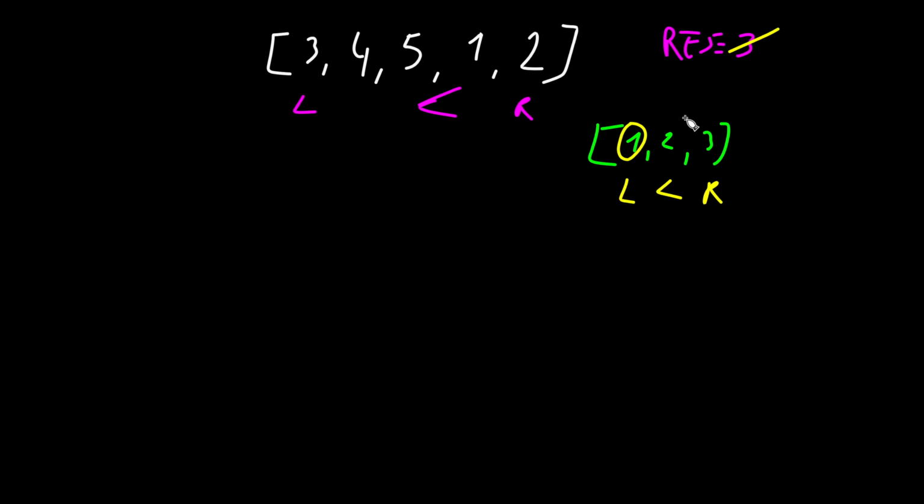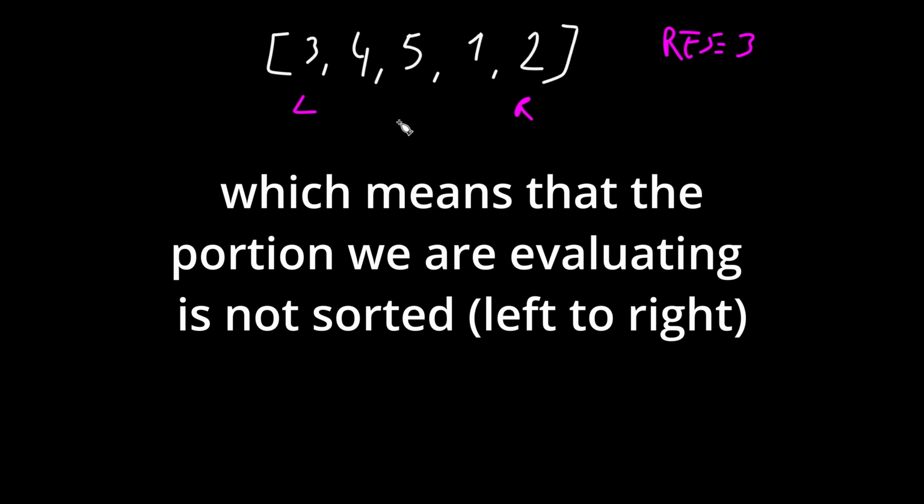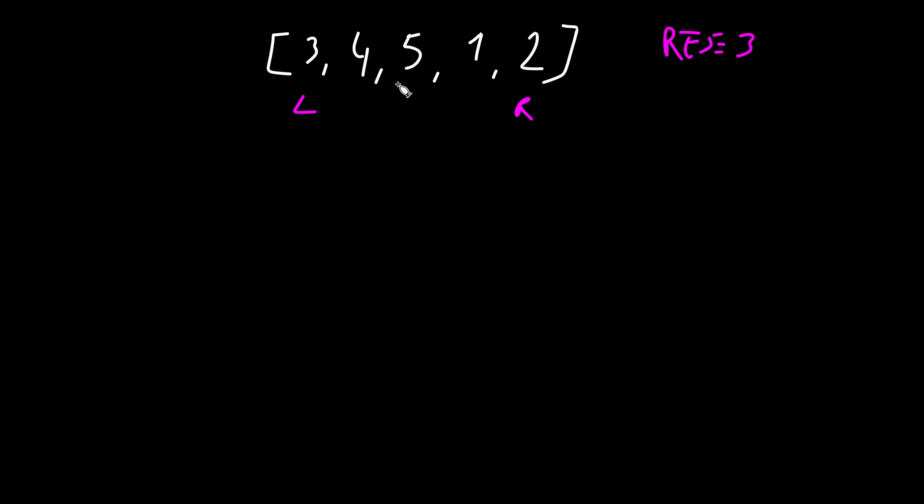Let's actually go through our example. The first thing we're going to do is check: is left smaller than right? In this case, it's not. So let's go to the binary search. What we do in binary search is we find the middle pointer. The middle pointer in this case is going to be here.